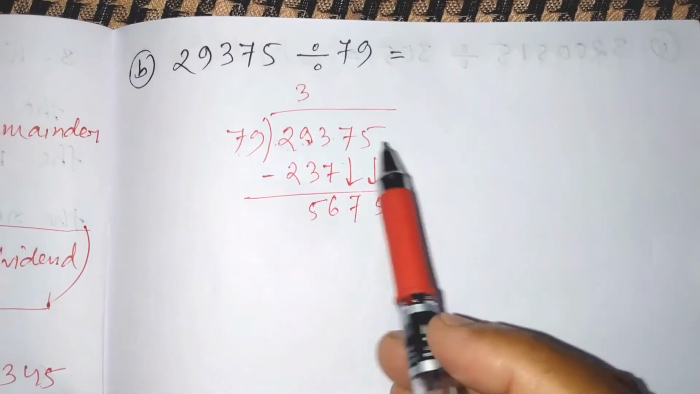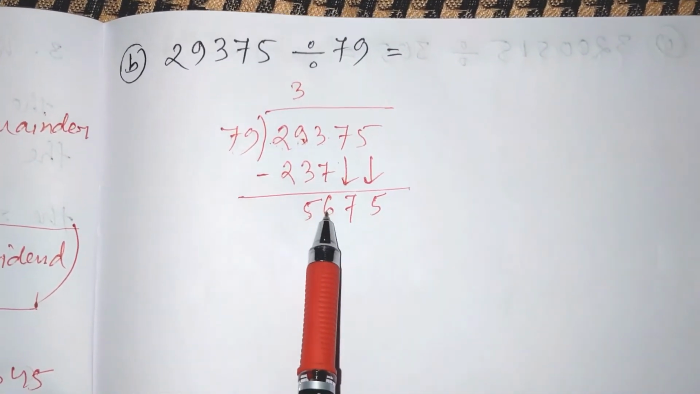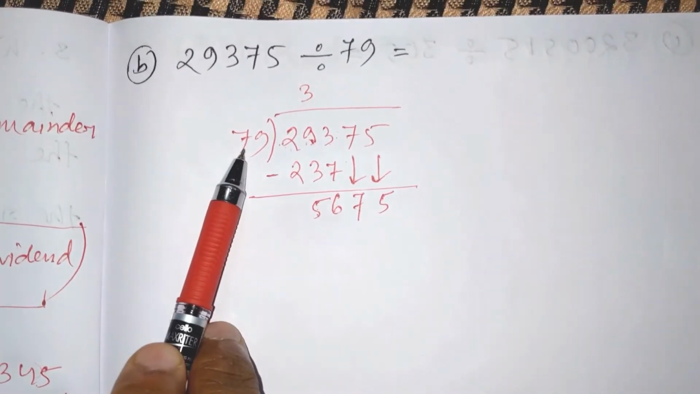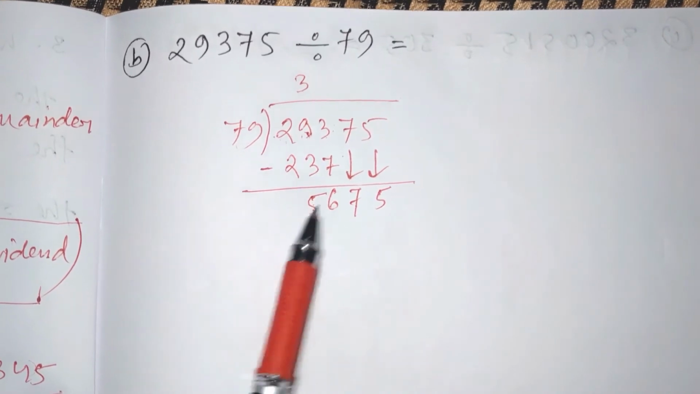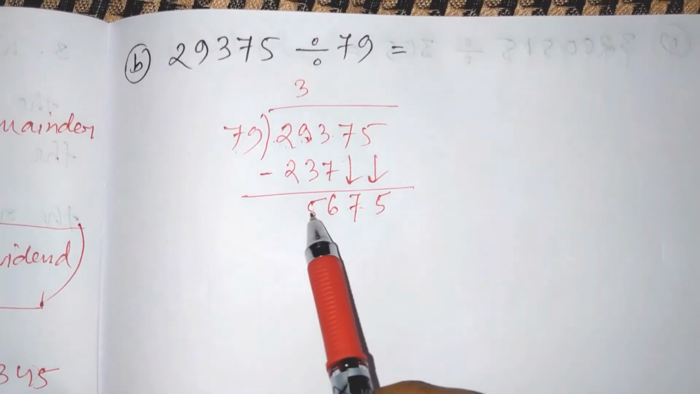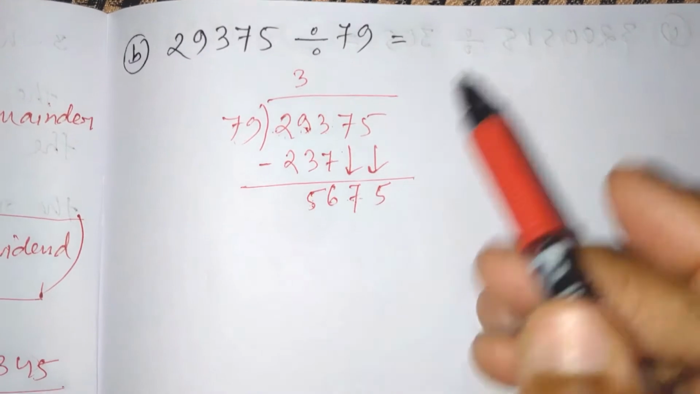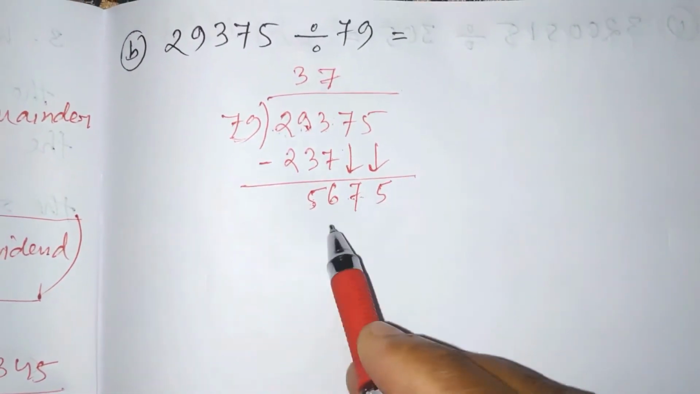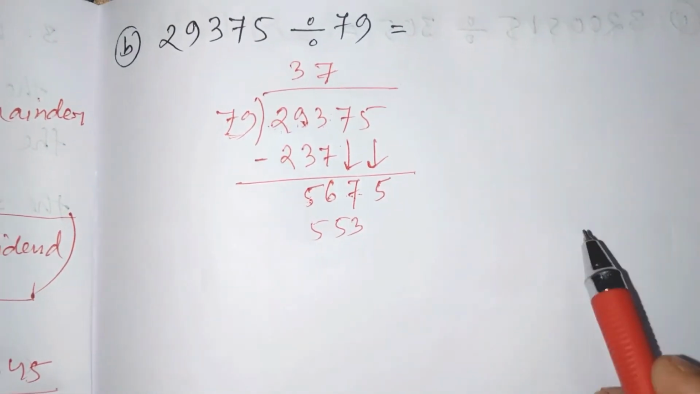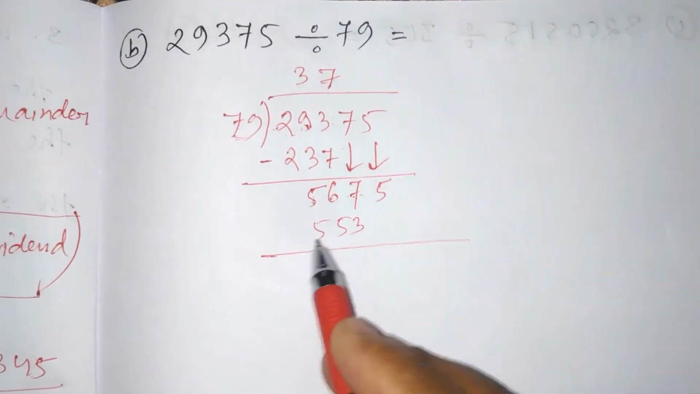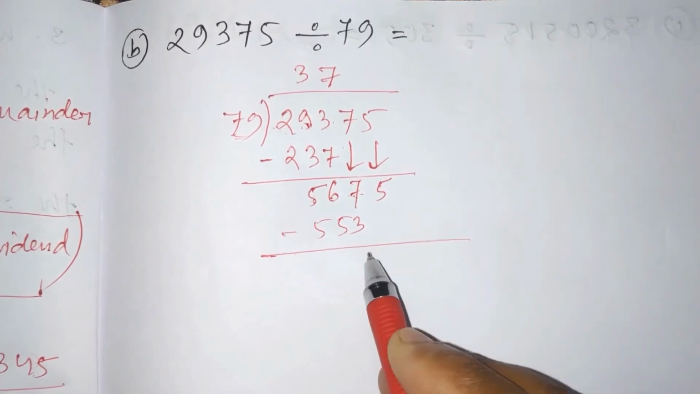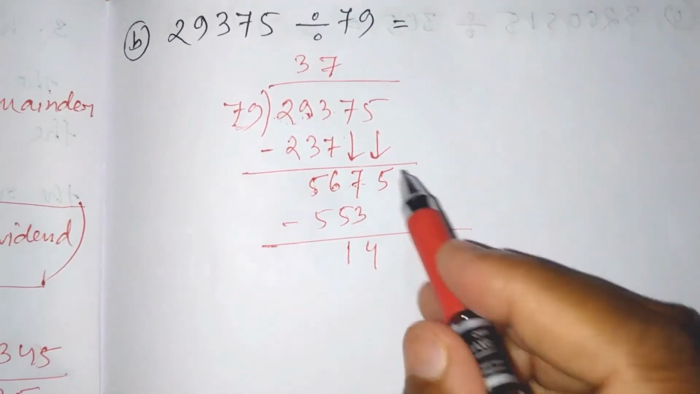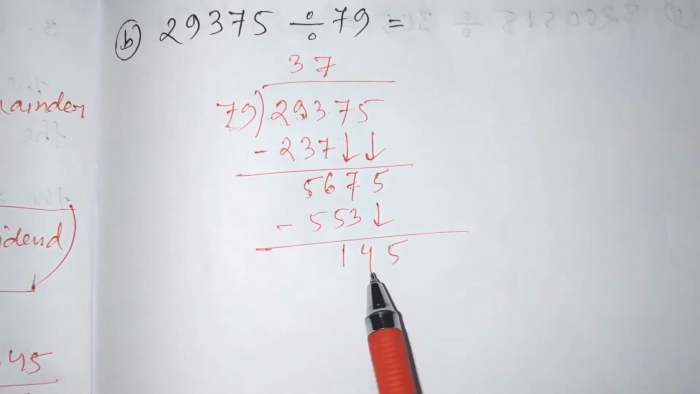Then you need to do 567, because you have 56. 79 is more than 56, so you need to take 7 also along with it, so it is 567. Now if you multiply 79 with 7, it becomes 553. So now you need to subtract it. 7 minus 3 is 4, then 6 minus 5 is 1, so you got 14. Then this 5 will come here, it is 145.